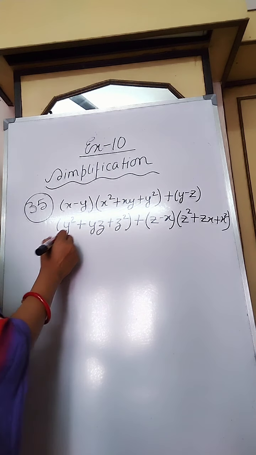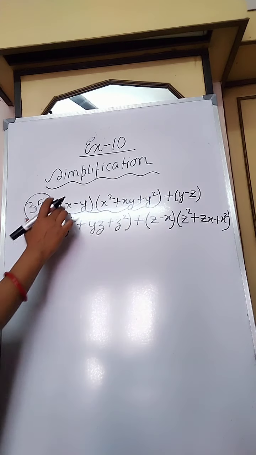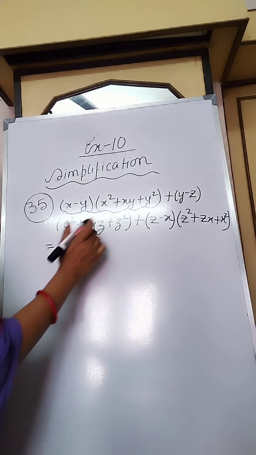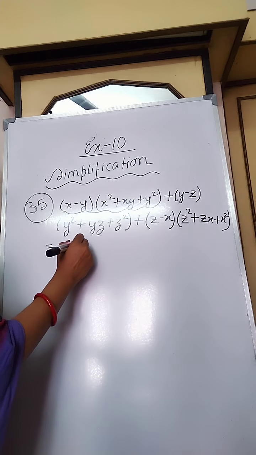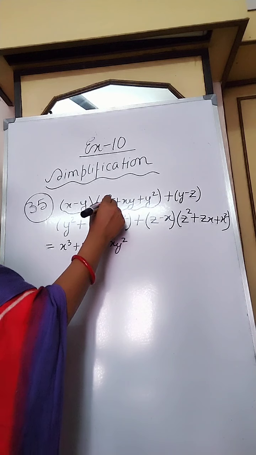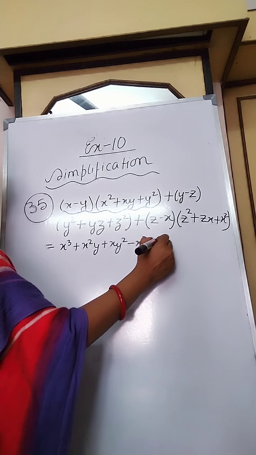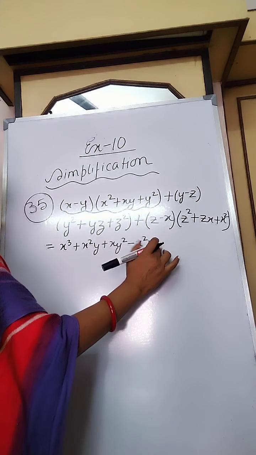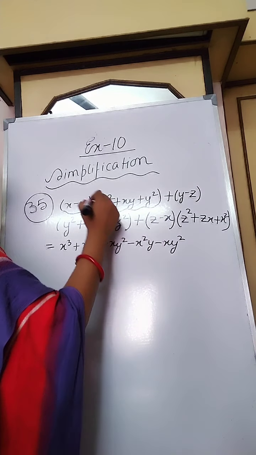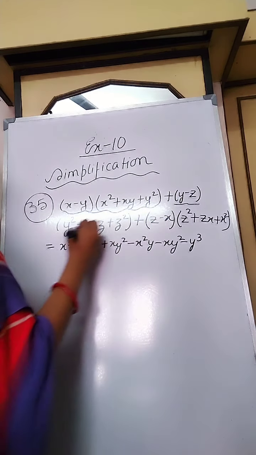So we will keep on multiplying each of the terms. First we will multiply these two terms and remove the bracket. So x we will multiply with the whole of this, and minus y we will multiply with the whole of this. So x into x, x cube plus x square y plus x y square, minus y into x, minus x square y, minus x y square, minus y cube.